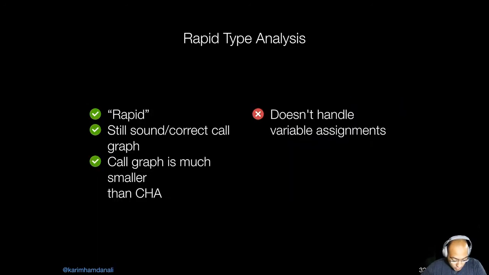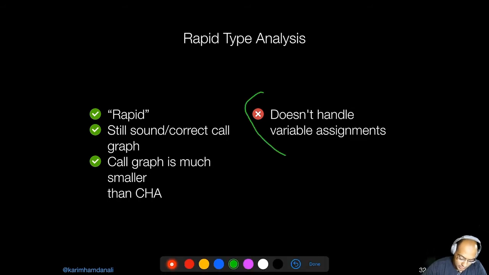So rapid type analysis, in short, it is rapid, so it is still fast, hence the name. It is still sound and correct. Again, it's one of those fixed point solutions that exist in the green zone of that lattice that we talked about in class last time. The call graph is much, much smaller than the class hierarchy analysis because we are eliminating a whole bunch of edges and nodes from the graph that don't need to be there, just by looking at the constructed objects in the analysis.